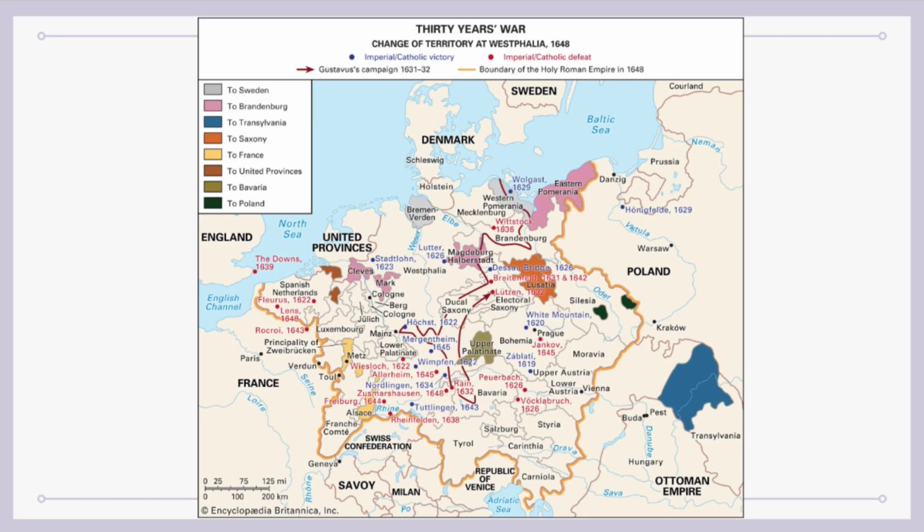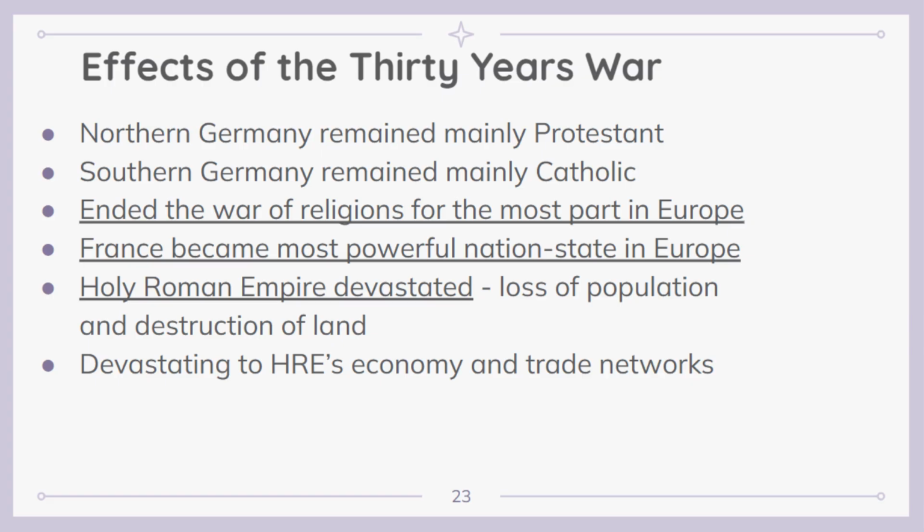So this map here will show you the change of territory because of this treaty. You see all the different kind of strongholds in the Holy Roman Empire are starting to get broken up into different territories owned by other countries. So here are some of our long-term effects of the 30 Years' War. We see that Northern Germany remains mostly Protestant, Southern Germany remains mostly Catholic. But one of the biggest things we see is that this basically ends major religious wars in Europe, and it begins the rise of secular diplomacy and a more modern state system.